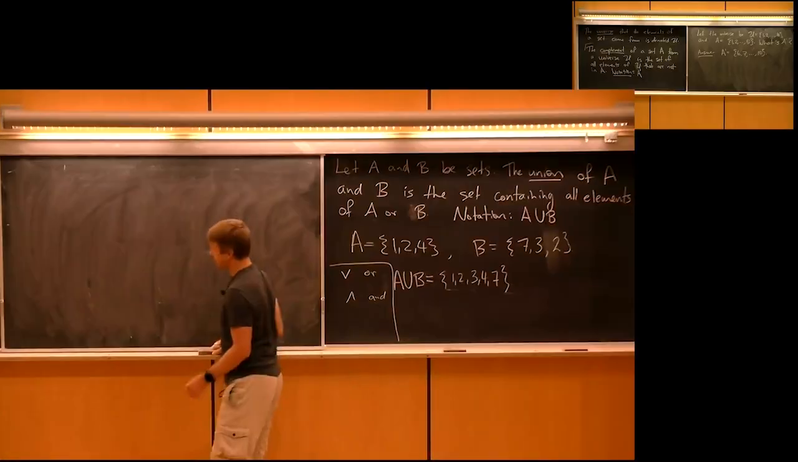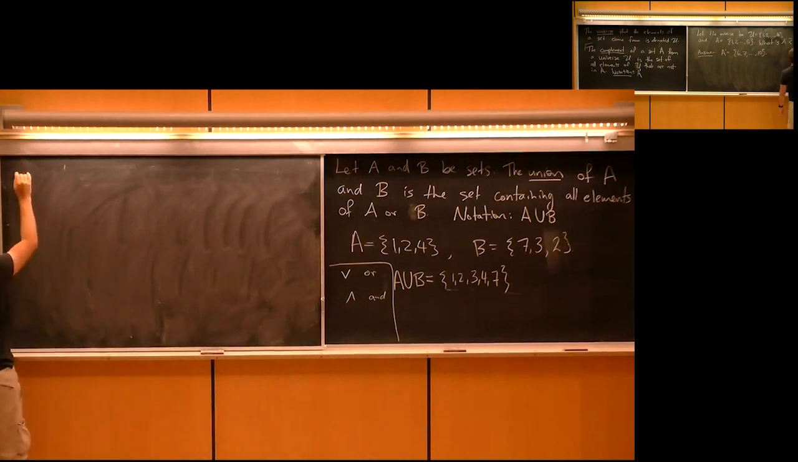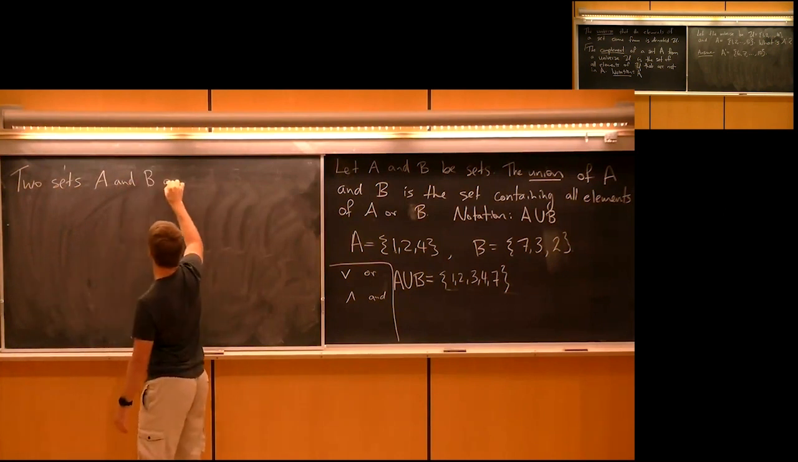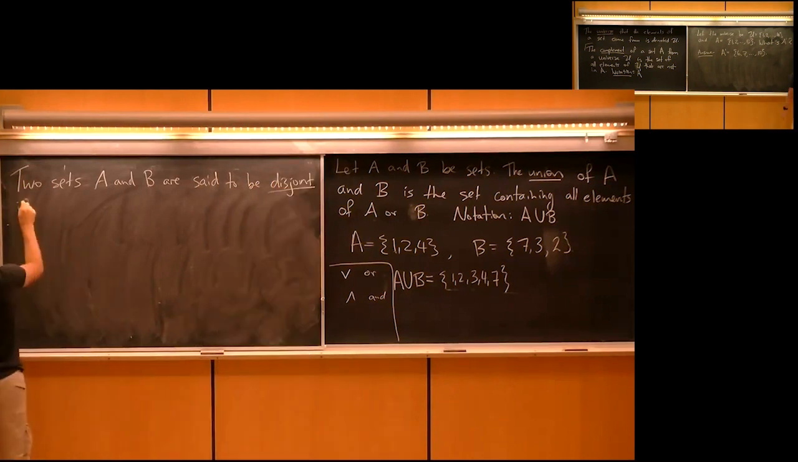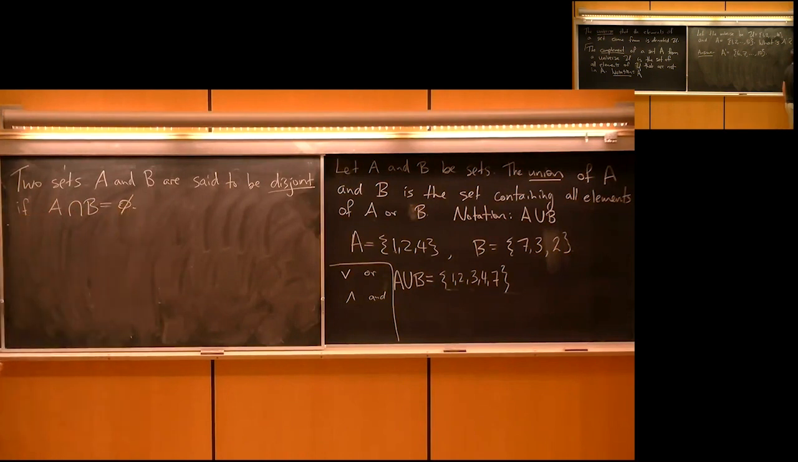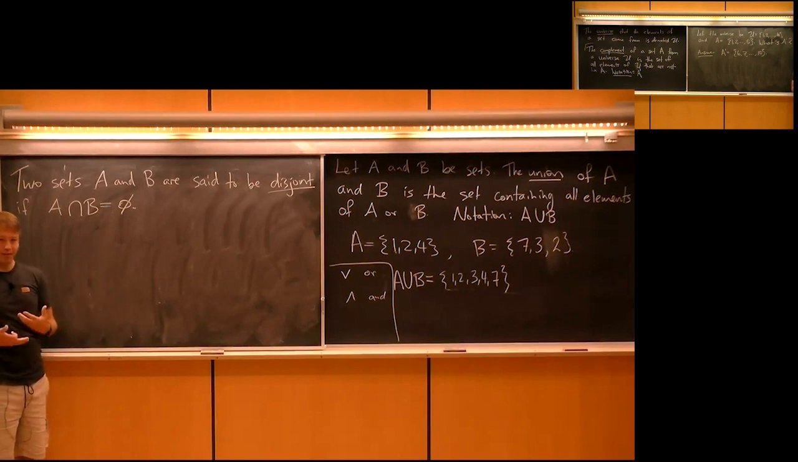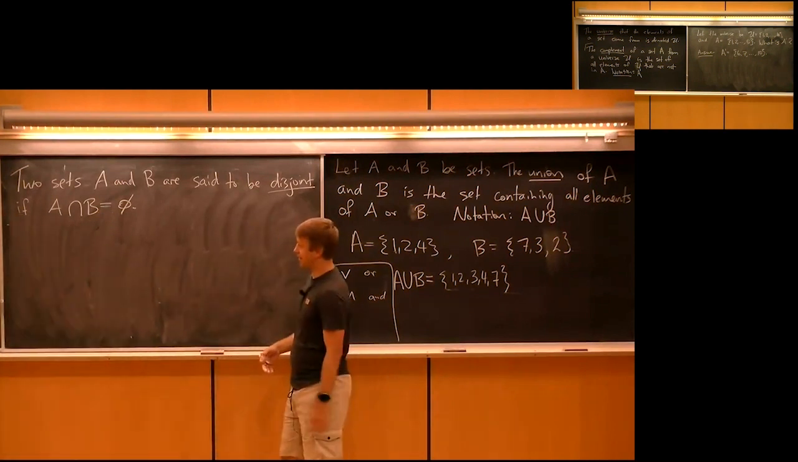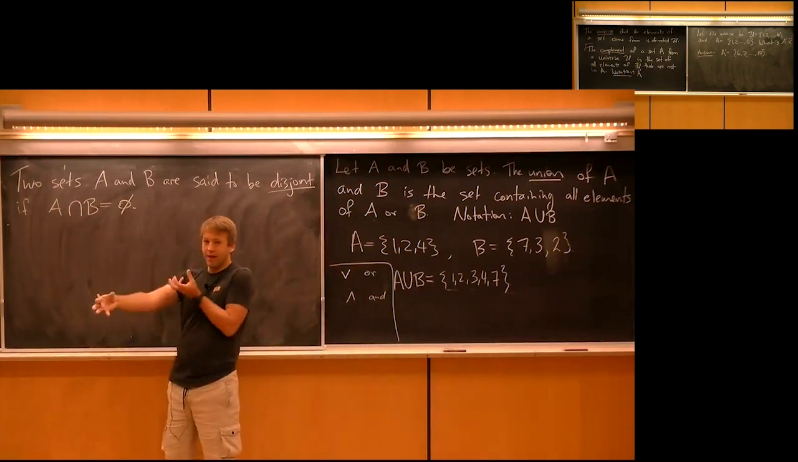Okay, so a bit more, even more definitions. Two sets, A and B, are said to be disjoint if A intersect B is the empty set. The main reason I bring this up is because this word might get tossed around in homework and in the textbook. So two sets are disjoint if they just have nothing in common, right? They don't share any elements.